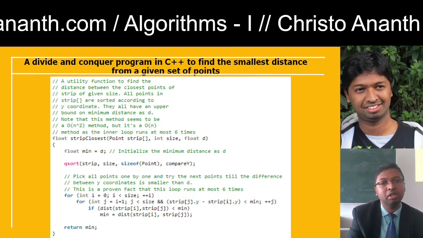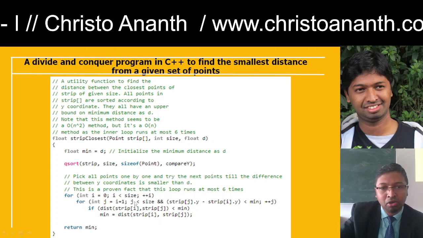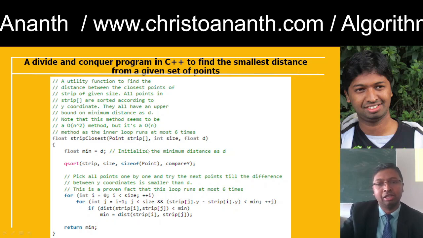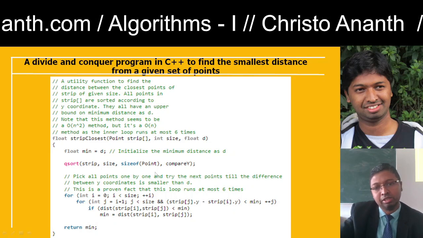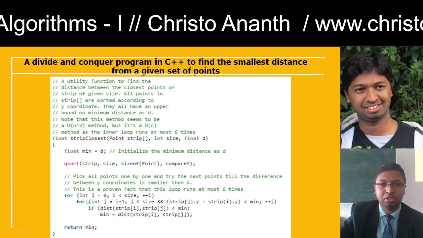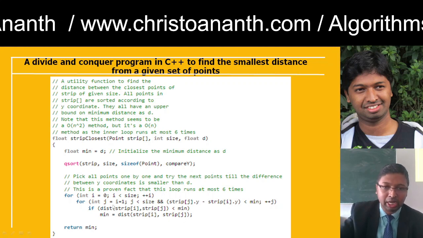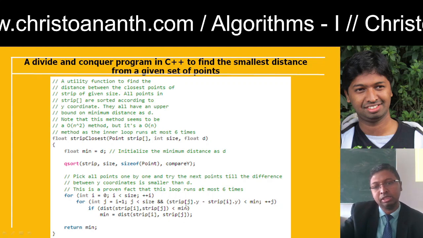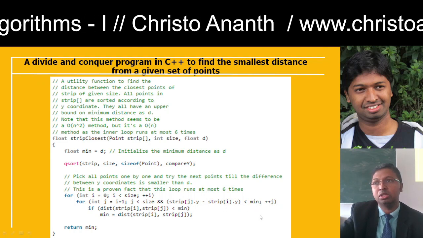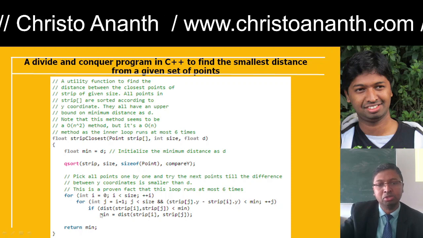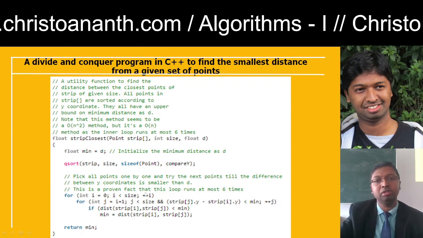Okay, so you are going to have float stripClosest, Point strip, int size and float d. So float min equal to d, that is, you calculate the minimum distance as d, and you are going to qsort the strip of that size and compare. So you have the loop for int i equal to 0, i less than size, ++i. For int j equal to i plus 1, j less than size and strip[j].y minus strip[i].y less than min. So if this distance is less than min, you set min equal to the distance of strip[i] and strip[j], and you return min.